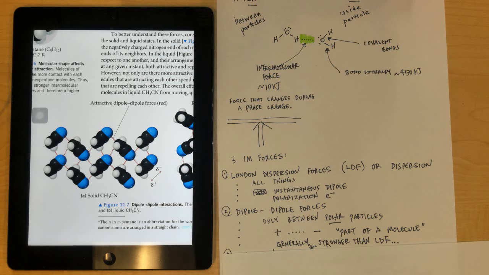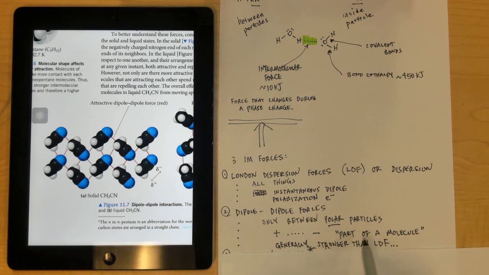They're positive and negative parts of a molecule that are attracted to one another, and generally they're stronger than the London dispersion forces or the dispersion forces. Generally they are. Like I said before, if you have lots and lots of electrons in something, the dispersion forces can be really strong too. But for the most part, dipole-dipole forces are stronger.